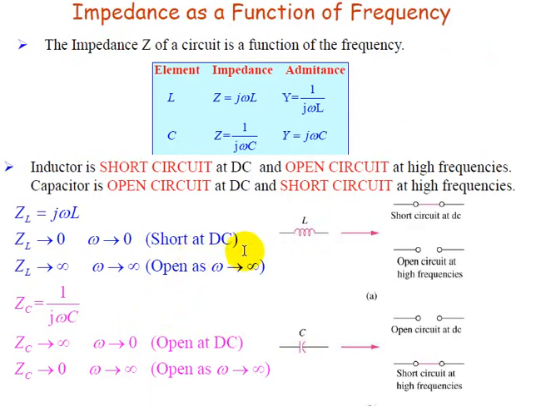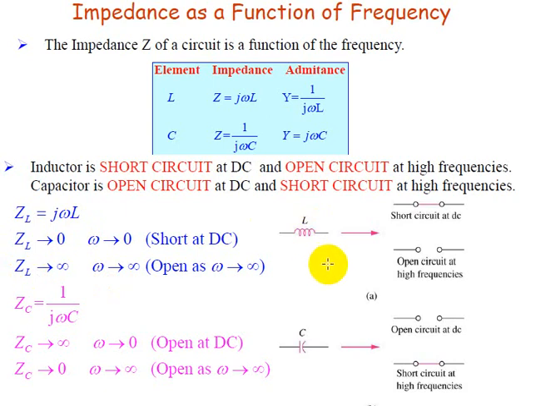So how is this response treated at DC? We know at DC frequency is 0. So when omega is 0 for inductor, the whole impedance will be 0. Zero impedance means short circuit. Therefore, the inductor is treated as a short circuit at DC. What about at high frequency? We can represent high frequency with the term infinity. If omega goes to infinity, then Z_L will also go to infinity. If Z_L is infinite, we can call it an open circuit because impedance is infinite.